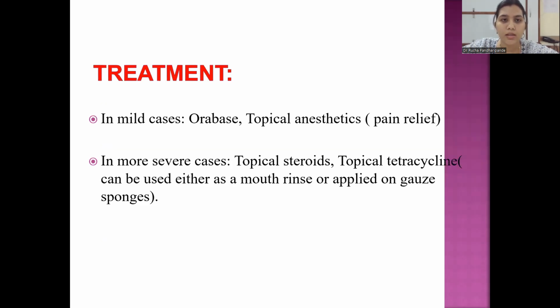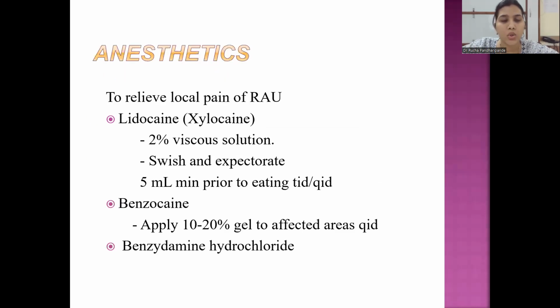Coming to the treatment of aphthous ulcer, the mild cases can be treated with topical anesthetics. These topical anesthetics can be helpful in relieving the pain associated with the aphthous ulcer, and cases of major aphthous stomatitis can be treated with topical steroids or topical tetracyclines, either in rinse or in gel format. So these are the examples of anesthetics which can be used in treatment of aphthous stomatitis: lignocaine 2%, benzocaine 20%, and benzydamine hydrochloride.